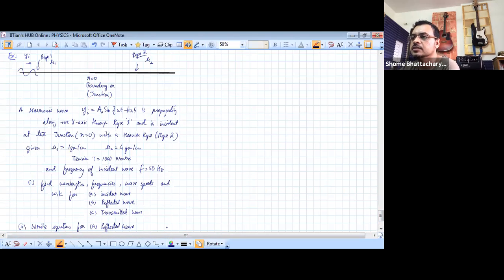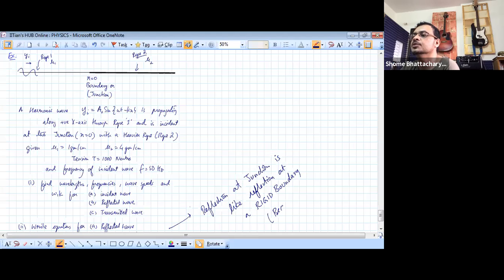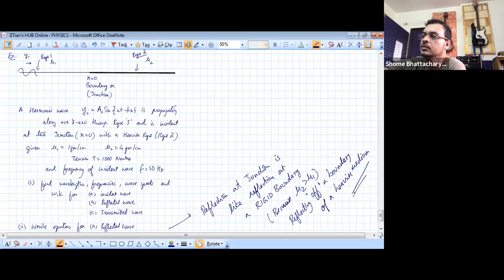Now here, we will assume that the reflection at the junction is like reflection at a rigid boundary. Why? Because the string on the other side is heavier. So this is because mu2 is greater than mu1. So it is reflecting off a boundary of a heavier medium. So heavier medium means we'll treat it like a rigid boundary. So we'll have to take that into account when we are writing the equations. Okay, so we just start with the basic part first, which is the wavelength, frequency, etc.